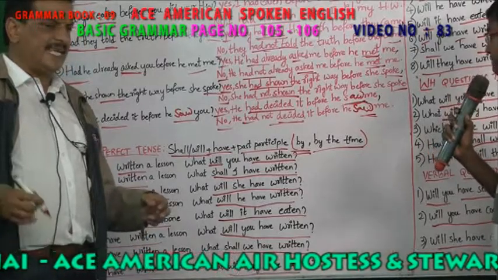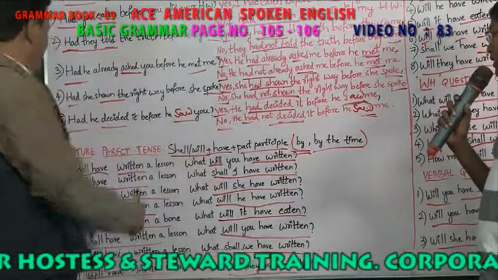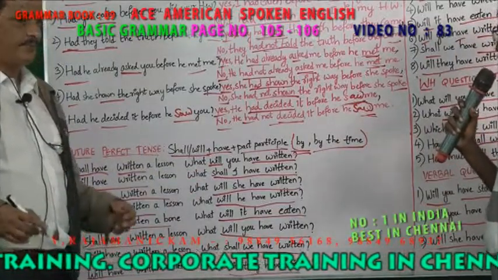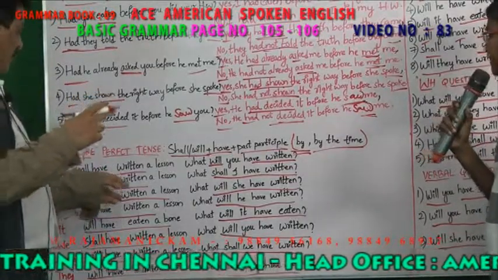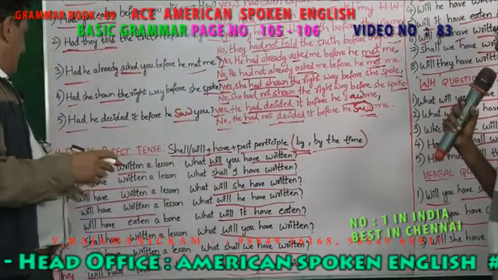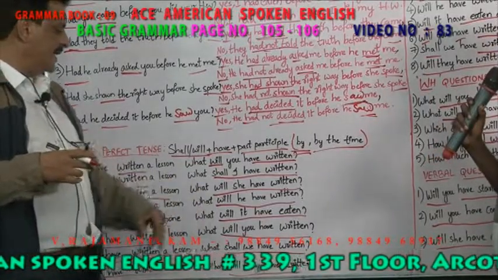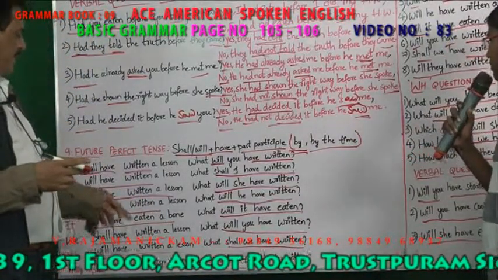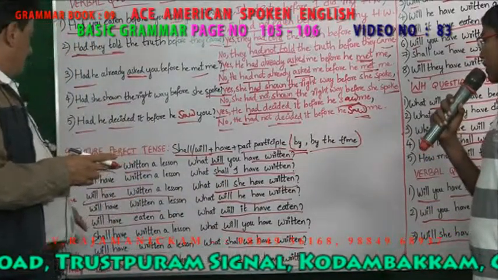கேள்வி என்ன, எழுதுங்க. What will you have written? நீ என்ன எழுதி இருந்திருப்பாய்? பதில் என்ன? I shall have written a lesson. நான் ஒரு பாடத்தை எழுதி இருந்திருப்பேன். Next, what shall I have written? நான் என்ன எழுதி இருப்பேன் என்று நீ கேட்க, நான் சொல்கிறேன், you will have written a lesson. நீ ஒரு பாடத்தை எழுதி முடித்திருப்பாய். Next, what will she have written? She will have written a lesson. What will he have written? He will have written a lesson.